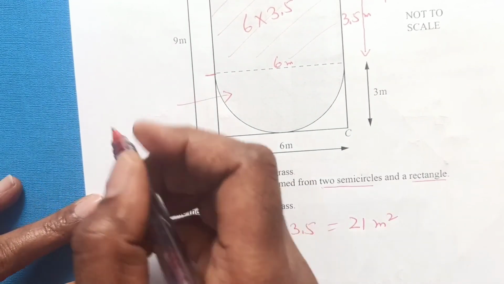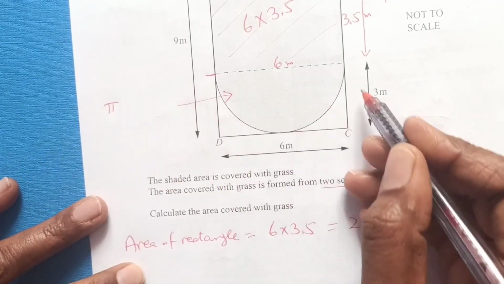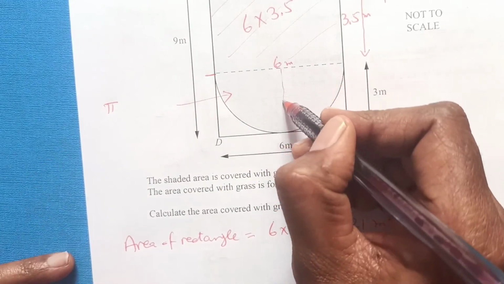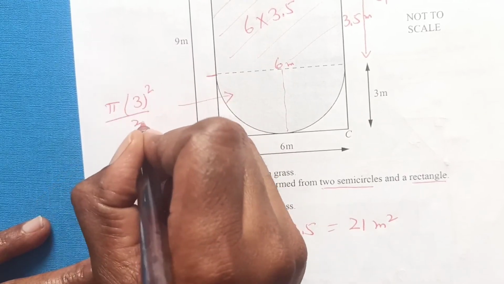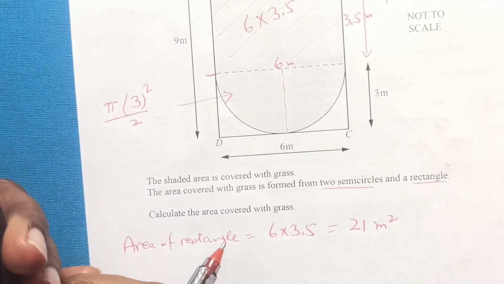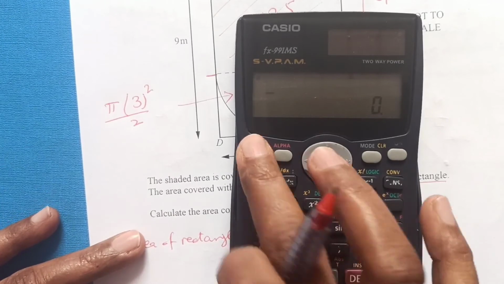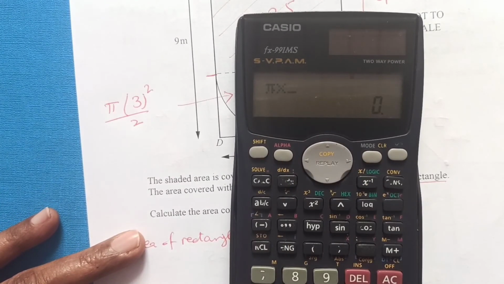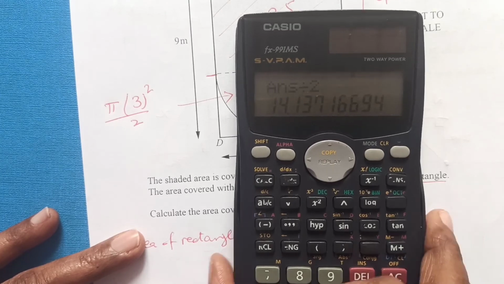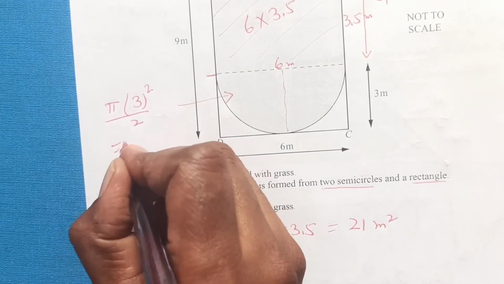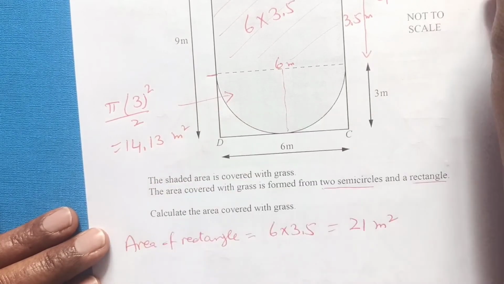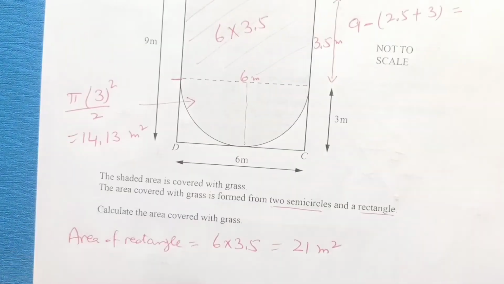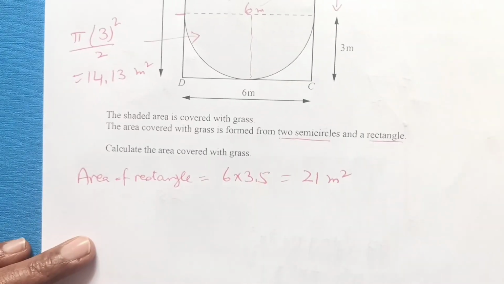So this again will be pi r squared over 2. R now is 3 here. So it is pi times 3 squared over 2. So let's see how much is that. So it is pi times 9 divided by 2. It is 14.13 meter squared. This is also meter squared. Both are meter squared. Now we are going to add.